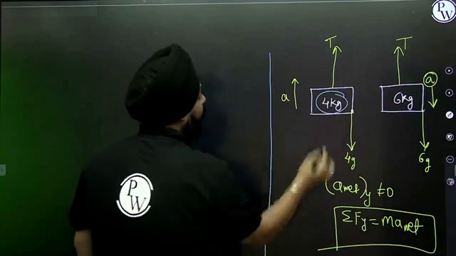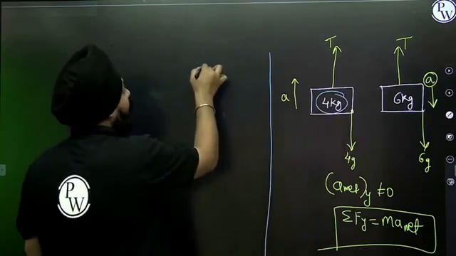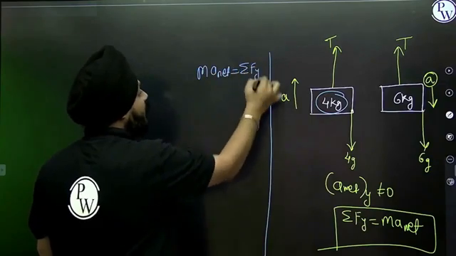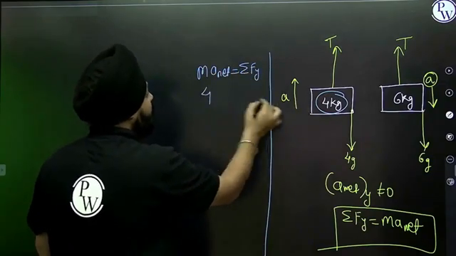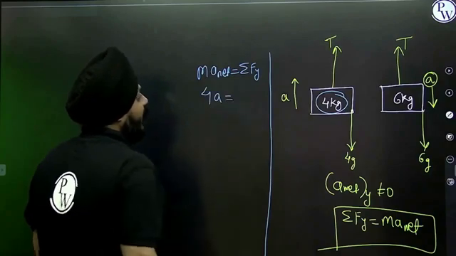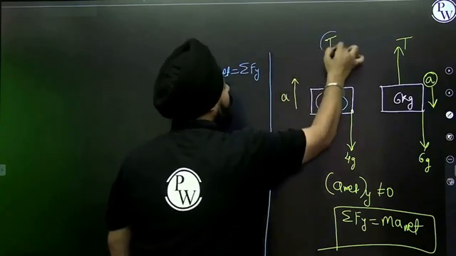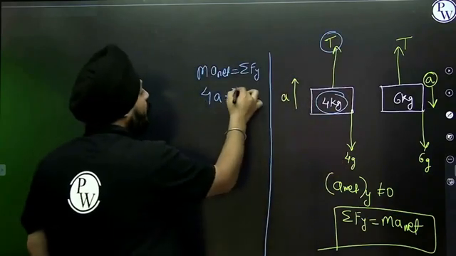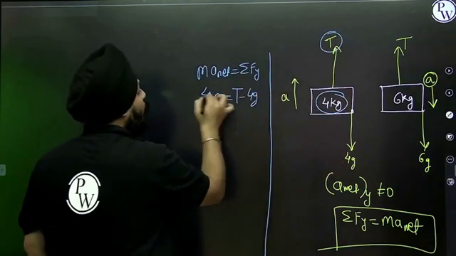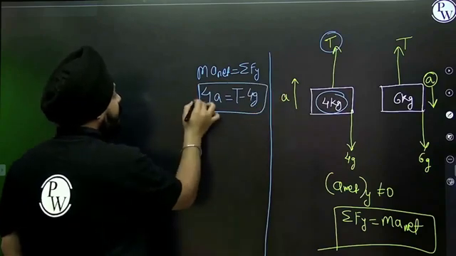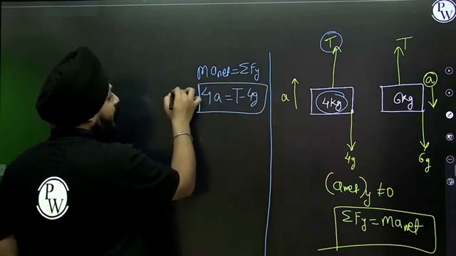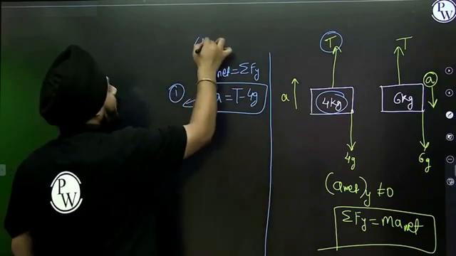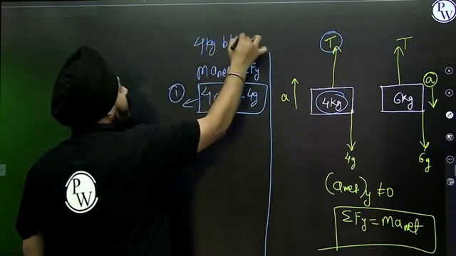First of all, we are taking the 4 kg block. So m a net is equal to the summation of all y forces. What is the mass? 4 kg. What is the net acceleration? a. In the direction of the net acceleration, the force is of higher magnitude; opposite to that, lower. Can I consider this as equation number 1, for the 4 kg block?